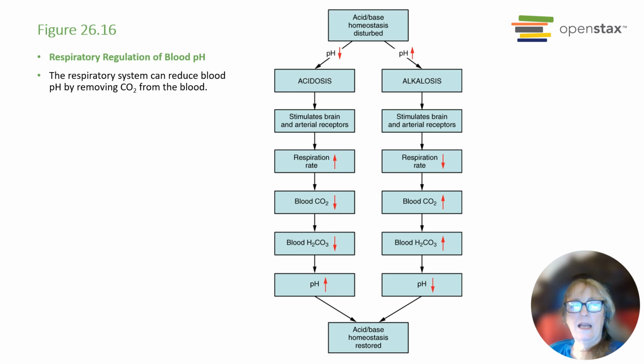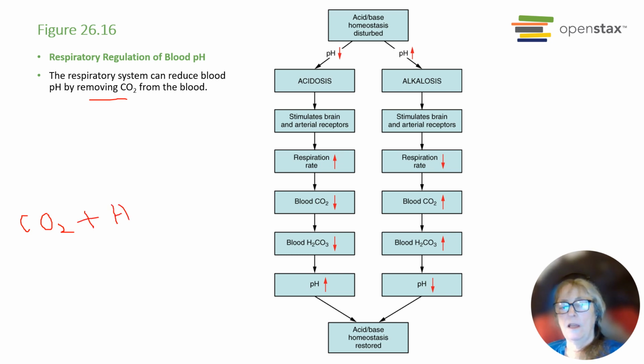Regulation of blood pH. A lot of it has to do with CO2 and removing CO2 from the blood or keeping it in the blood. What happens with CO2, and I may have this written on another page, CO2 dissolves in water: CO2 plus water, H2O, gives you carbonic acid. That's probably on the next slide, but I'll just write acid.